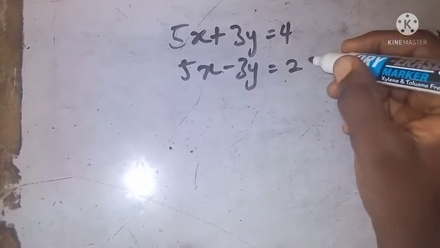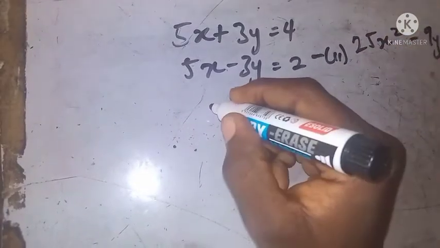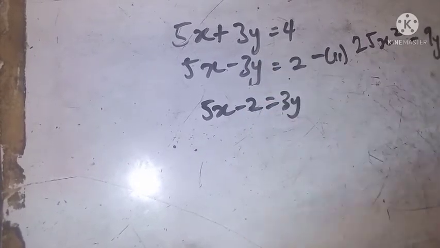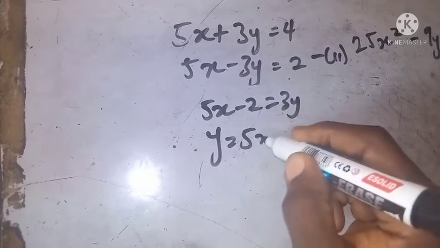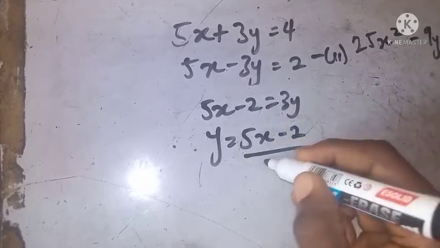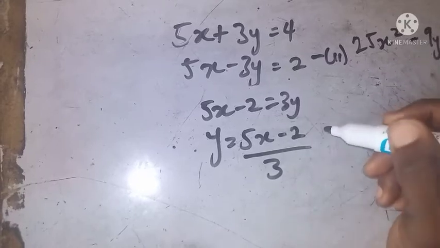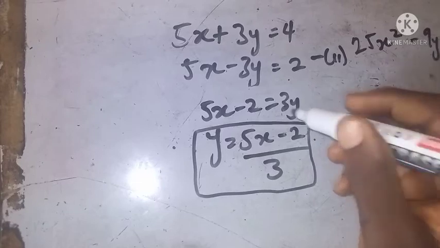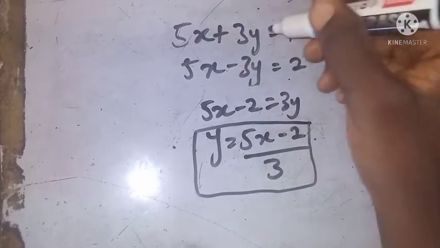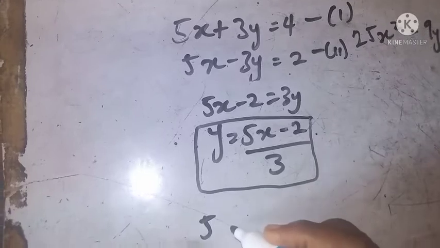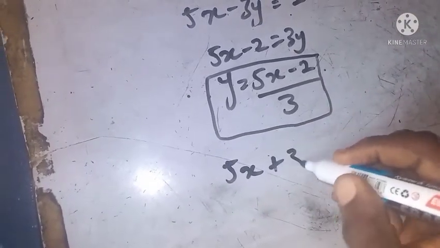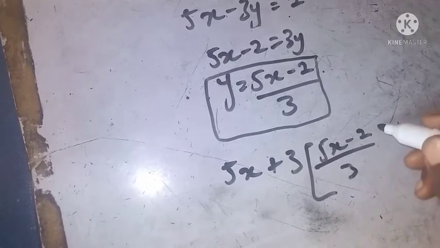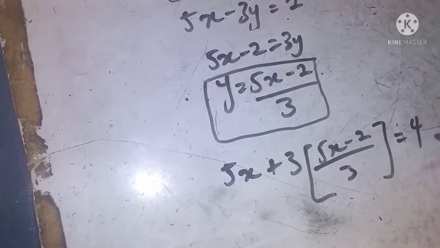Now if you look at equation 2, let me start with equation 2. 5x - 2 = 3y. Let 3y cross the equals to sign. So y can be equals to (5x - 2)/3. So I want to input this equation that represents y in equation 1. I want it to replace this y here. So what I have is 5x + 3((5x - 2)/3) = 4.